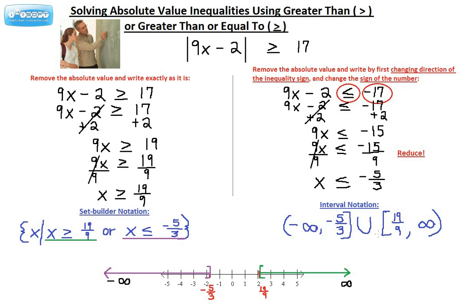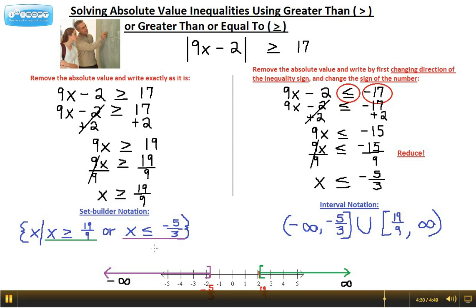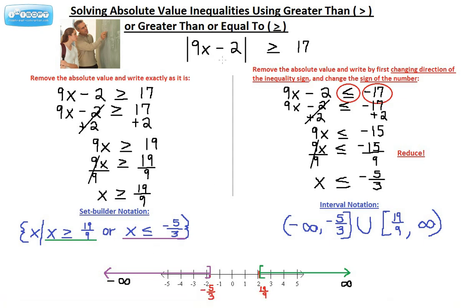When solving an absolute value inequality, you can always put in the solutions, and one of them will give you negative 17 inside the absolute value, and the other will give you positive 17, because both of these have an absolute value of 17.